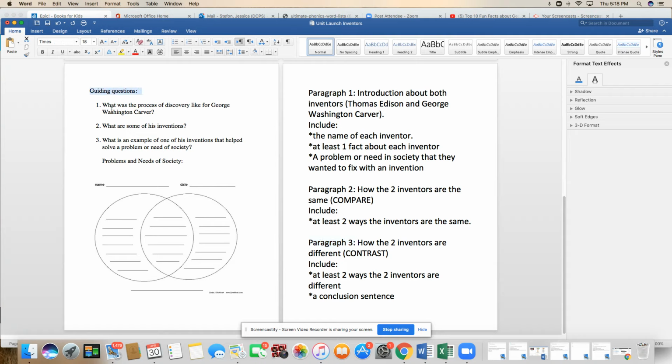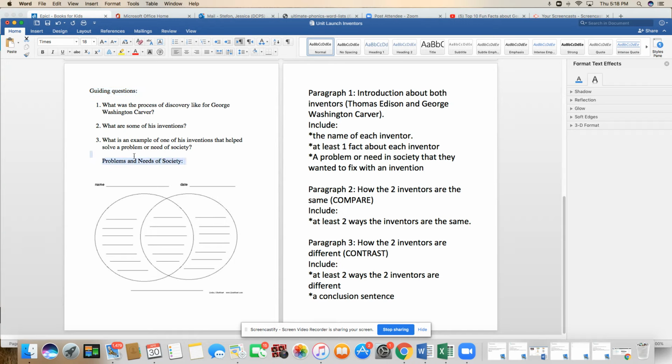You're always going to be thinking about question 1. What was the process of discovery like for George Washington Carver? Question 2. What are some of his inventions? Question 3. What is an example of one of his inventions that helped solve a problem or need of society?